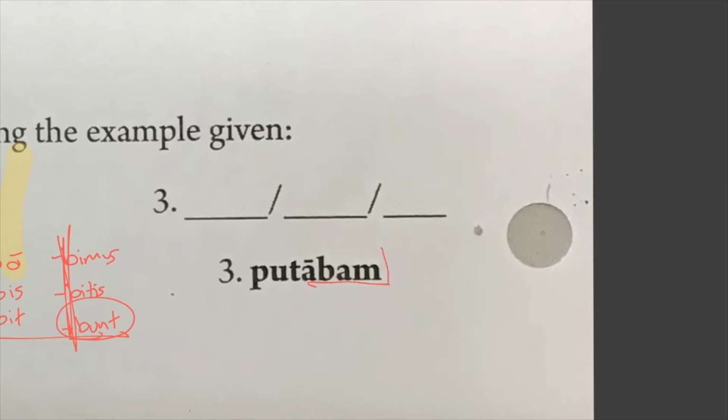Now on to number 3. Putabam. Here's our ending on number 3. Putabam. That's one of our imperfect endings. We've learned those as bam, bas, bat, bamus, batis, and bant. All right, hopefully you can see the ending there. It's the very first one. It's on the 1st row, so it's 1st person, left-hand column, so it's singular, and these are imperfect tense endings.